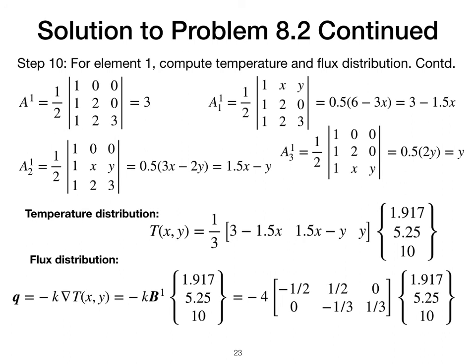So Q will be equal to minus 4 multiplied by the B matrix, which is minus half, half, 0, 0, minus 1/3 and 1/3 as members, multiplied by the temperature vector for element 1, which is a vector containing 1.917, 5.25 and 10 as members. So Q we get equal to a vector containing minus 6.667 and minus 6.333 as members, which is a constant matrix.